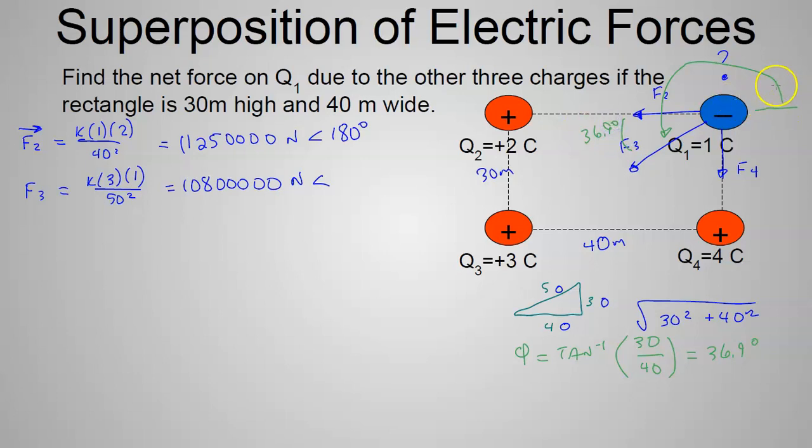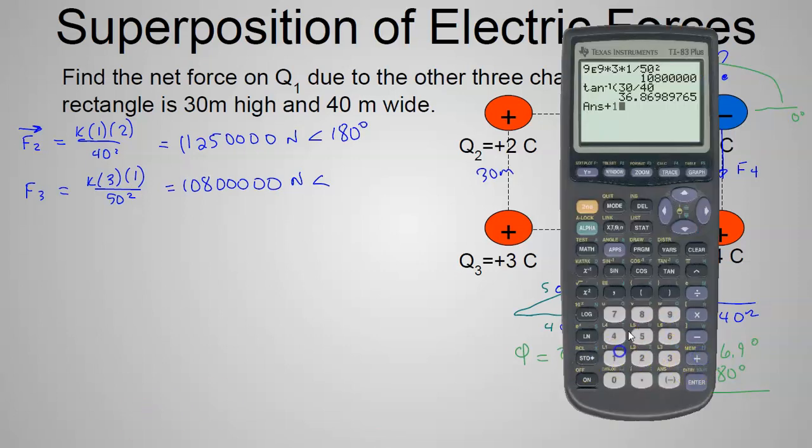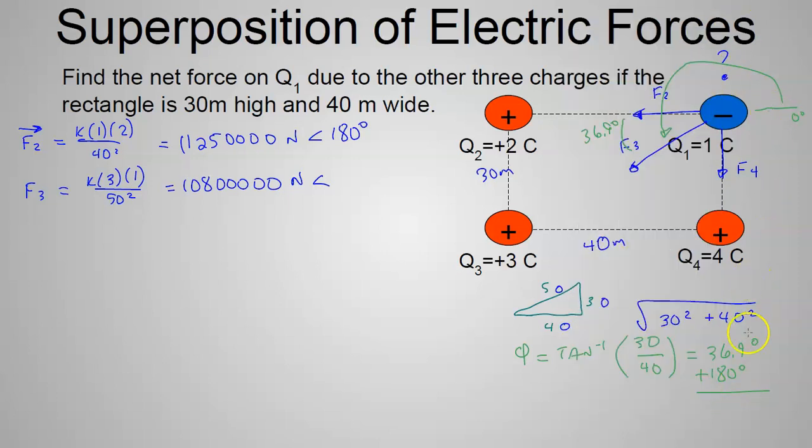So I still got to say, well, I always measure from 0 over here. That's our standard. And so I need to add 180 degrees to that. And should be able to do 216.9, I think. Yeah, 216.9. Okay, so that's what we'll put here for the angle on that second one, the force 3. You got the magnitude, got the direction. Got one more of these things.